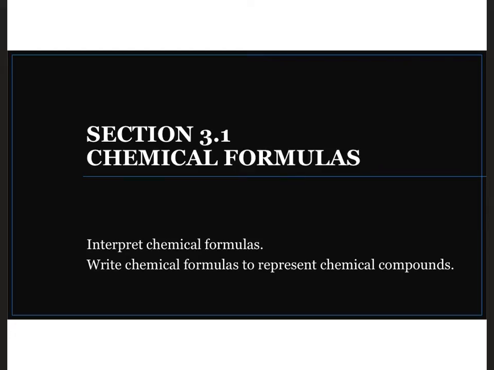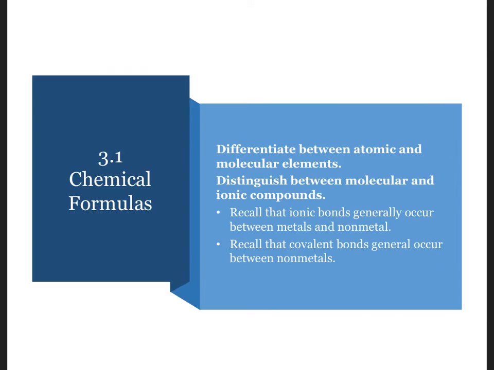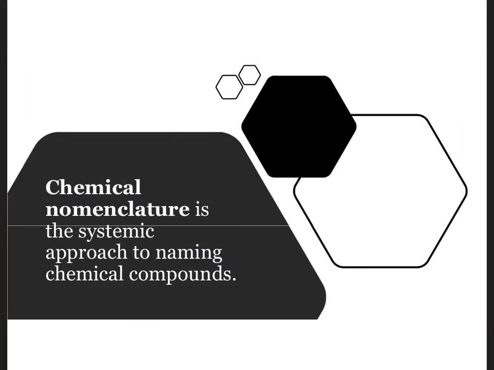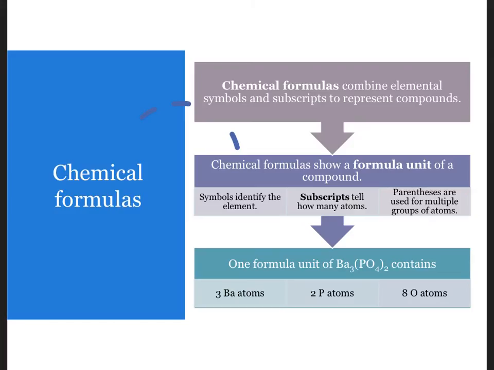Our first task in Chapter 3 is to interpret chemical formulas and write formulas to represent compounds. We'll also learn to differentiate between atomic and molecular elements as well as molecular and ionic compounds. Let's begin. Nomenclature describes the system for naming chemical compounds given a formula.